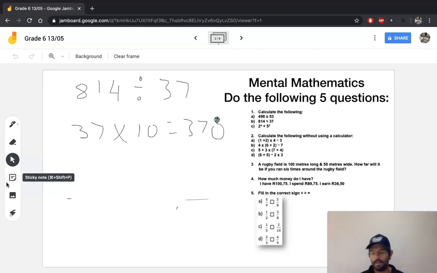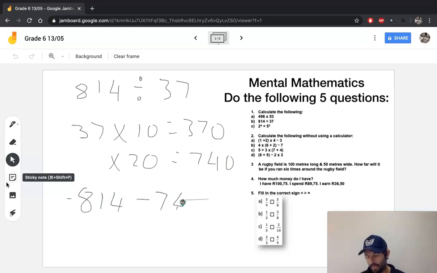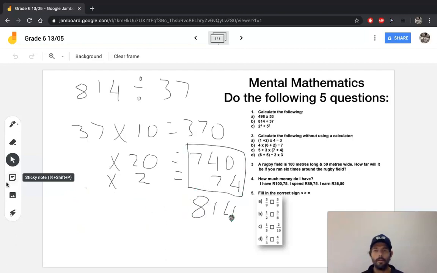370, so 37 times 10. 37 times 20 is going to give me 740. I now know that from 740 to 814, that's going to give me an answer of 74. Okay. So now that I've worked out that, I know that if I multiply 37 by 2, I'm going to get 74. Okay. So 740 and 74, that's going to give me my 814, okay? And there you can see it's the 20 and the 2, so my answer is going to be 22.